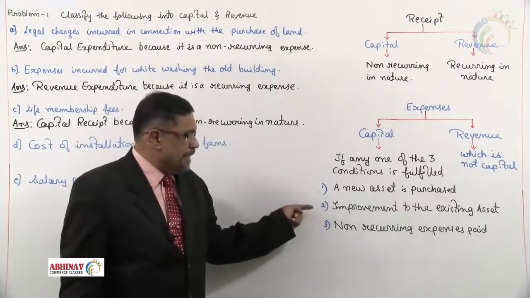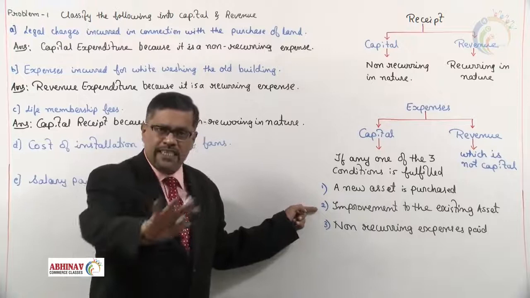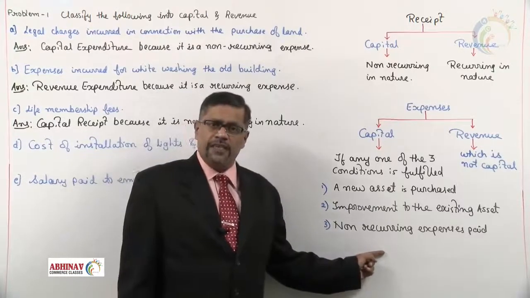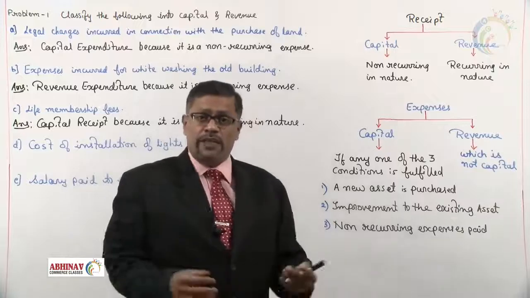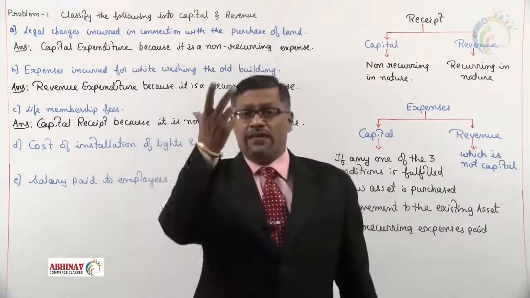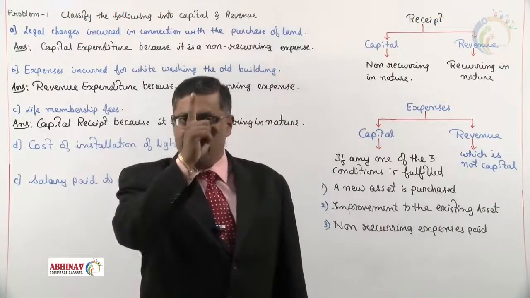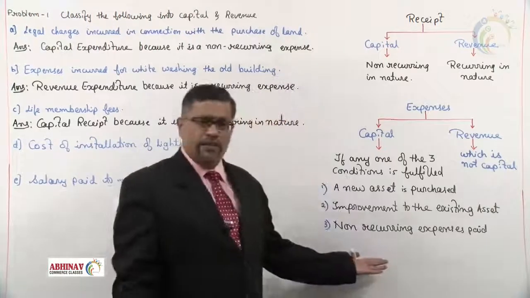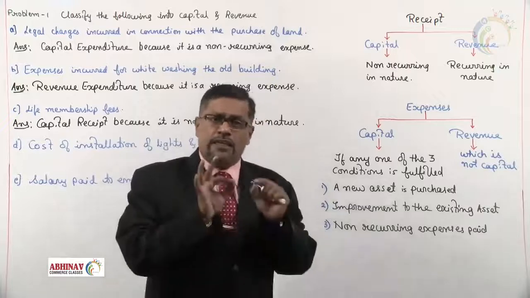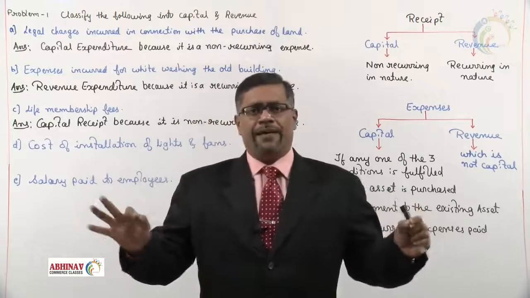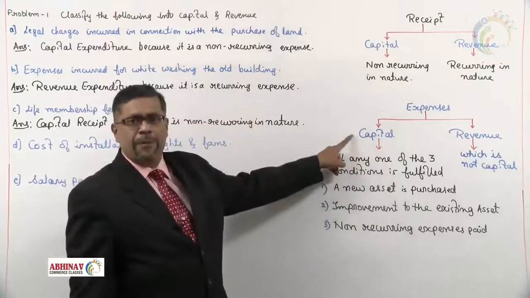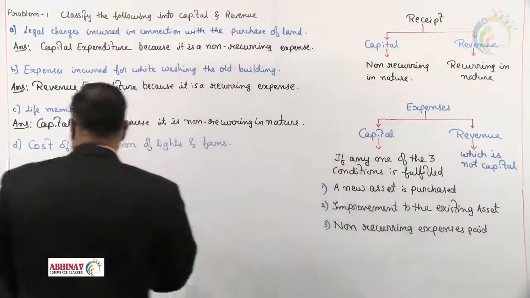No. Is it improvement to the existing asset? No. Is it a non-recurring expense? Yes, because once you purchase the lights and fans, the fitting charges are paid only once to the electrician. So that is called a non-recurring expense or discharge of fixed liability. So it fulfills one of the conditions. It is taken as a capital expenditure. Let us write down the answer.